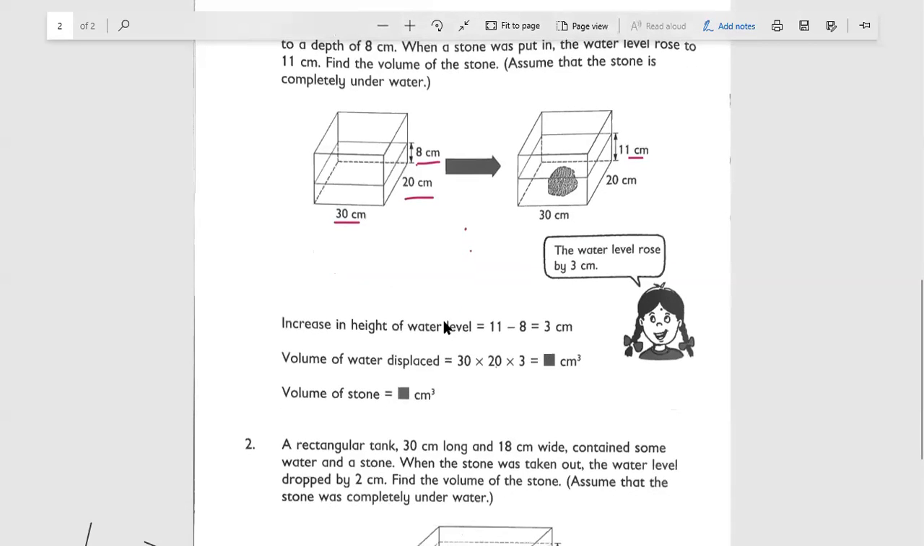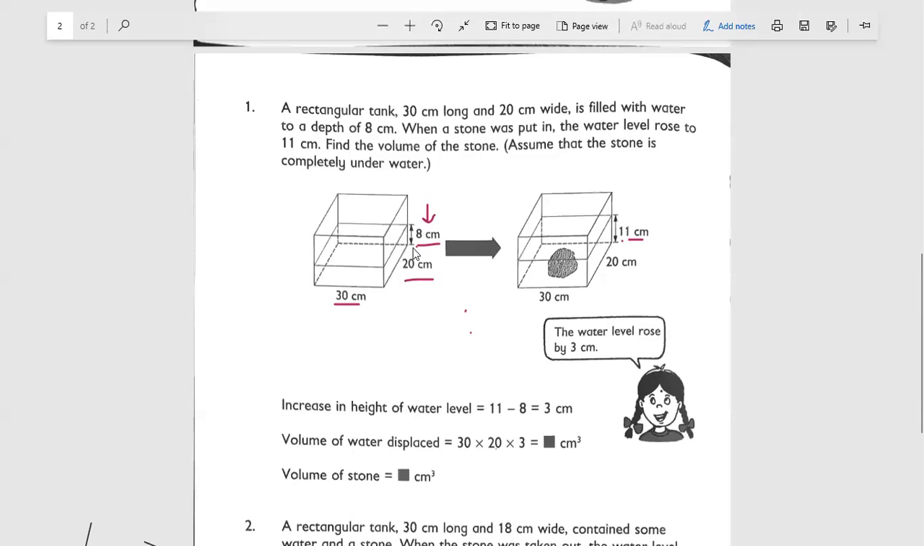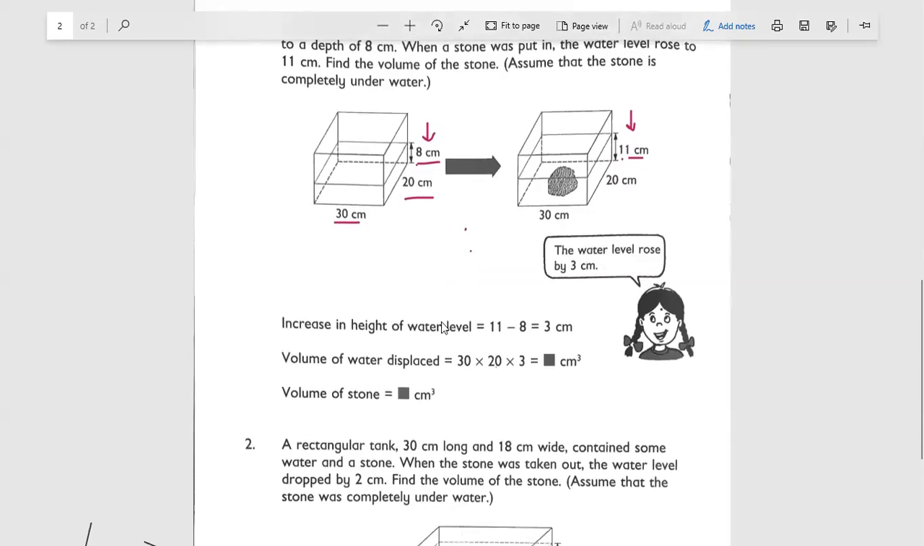Assume that the stone is completely underwater. Very good. Okay. So here we can clearly see from the picture, the water at the beginning is 8 centimeter depth. This is the height, right? And then after we put the stone in, it increased. So now it's 11 centimeter height. So we want to figure out the increase in height of the water level. So we use 11 minus 8. We figure out they increase 3 centimeter.